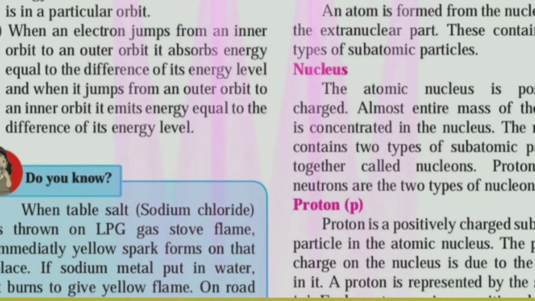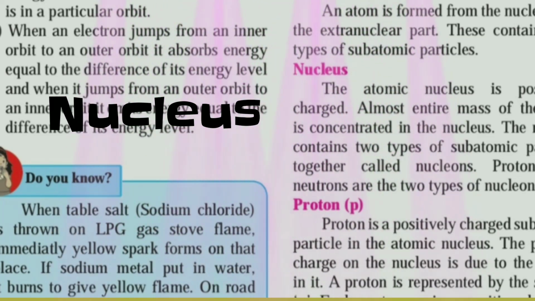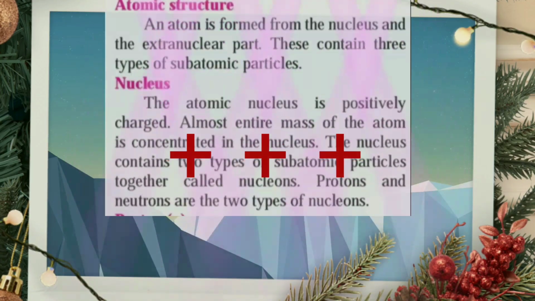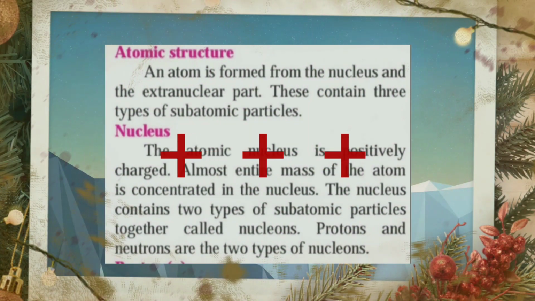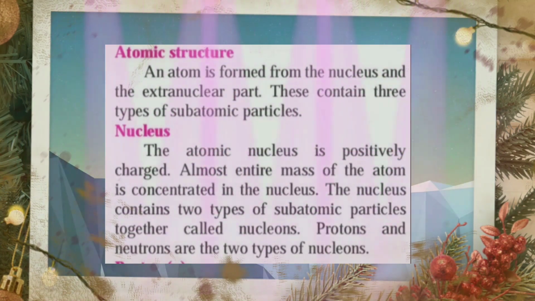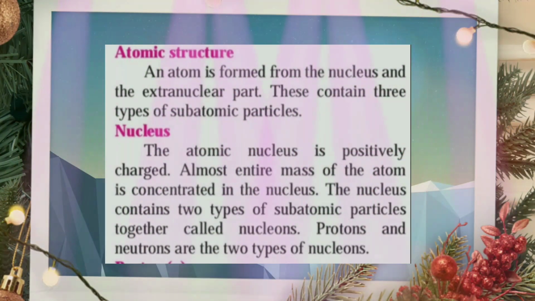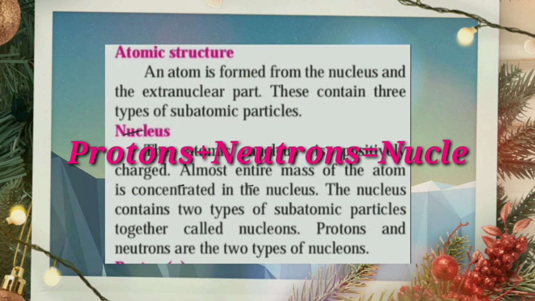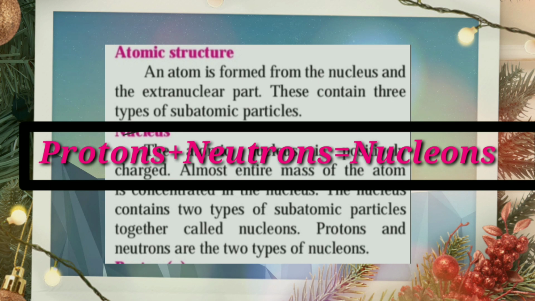Students, an atom is formed from the nucleus and the extranuclear part. This contains three types of subatomic particles. Let us move towards the first, that is nucleus. Students, the atomic nucleus is positively charged. Almost the entire mass of the atom is concentrated in the nucleus. The nucleus contains two types of subatomic particles together called nucleons. Protons and neutrons are the two types of nucleons.